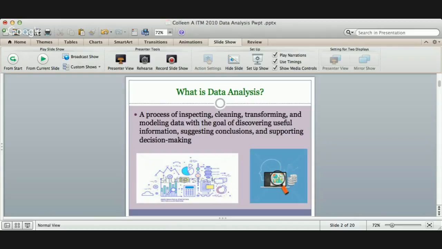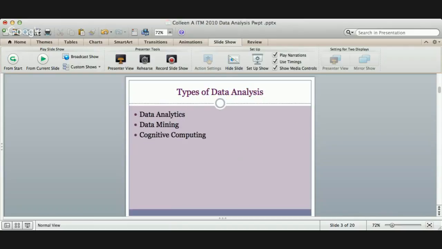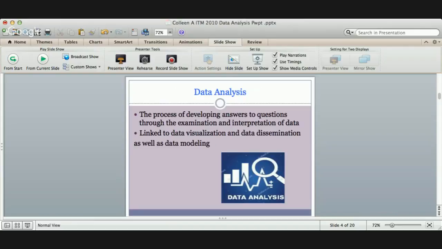The definition is it's a process of inspecting, cleaning, transforming, and modeling data with the goal of discovering useful information, suggesting conclusions, and supporting decision-making. Types of data analysis include data analytics, data mining, and cognitive computing. Data analysis is further the process of developing answers to questions through the examination and interpretation of data. It's also linked to data visualization, data dissemination, and data modeling.